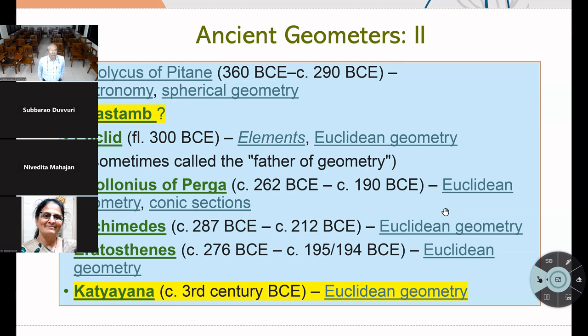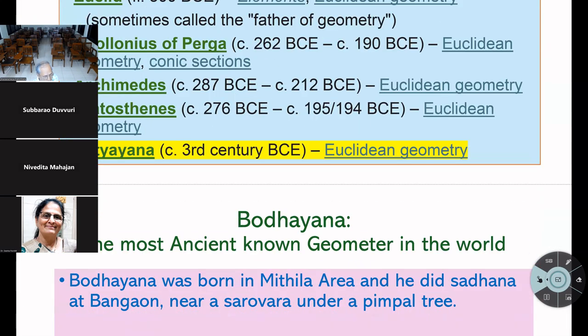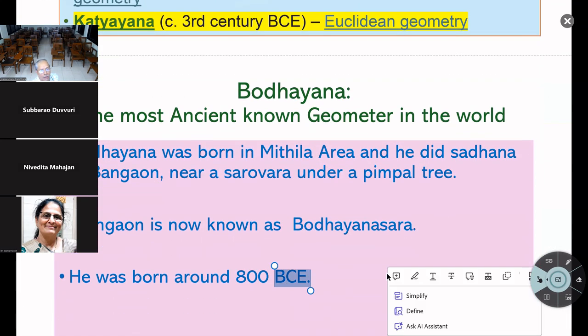You see Apollonius of Perga, for example, conic sections he studied. So he has various theorems in geometry, Apollonius theorem as we know. So Bodhayana now is the most ancient known geometer in the whole world because there is no documentation of any other person in Greece. Other Greek mathematicians were at a later stage. So we can be proud of this thing that the known mathematician is Bodhayana.